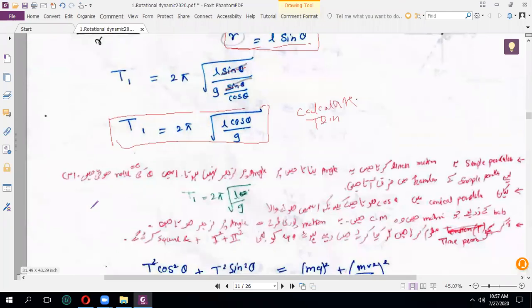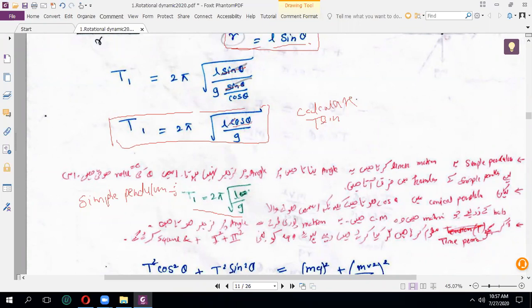Now we know the formula of a simple pendulum. What is the formula of a simple pendulum? We did it in 11th class, elasticity chapter. T1 is equal to 2 pi square root of L upon G. This is the formula of a simple pendulum. So in this formula, is there any trigonometry sign? There is no trigonometry sign in the simple pendulum formula. But in our conical pendulum formula, a trigonometry sign is there.